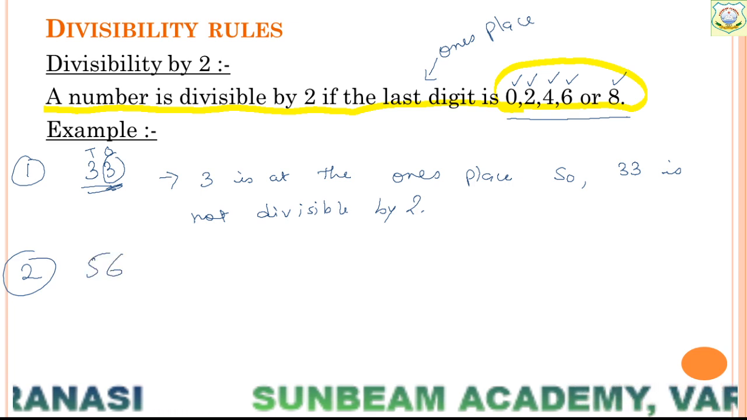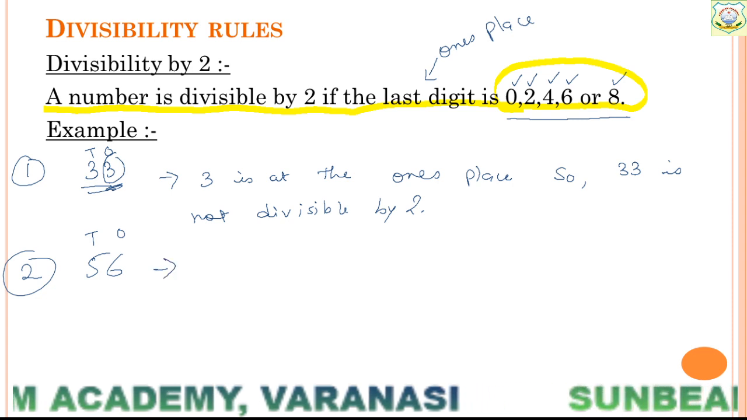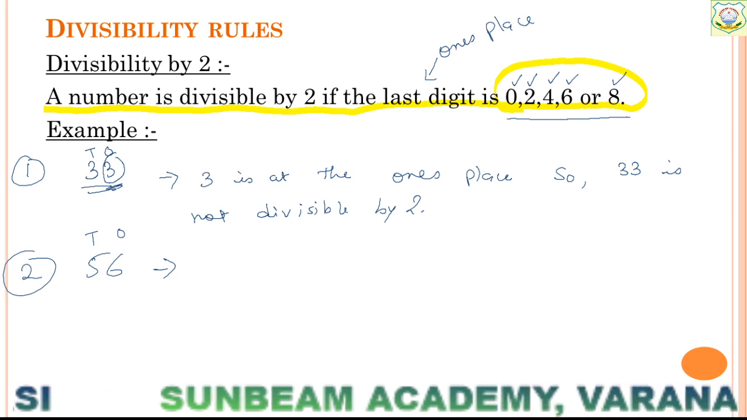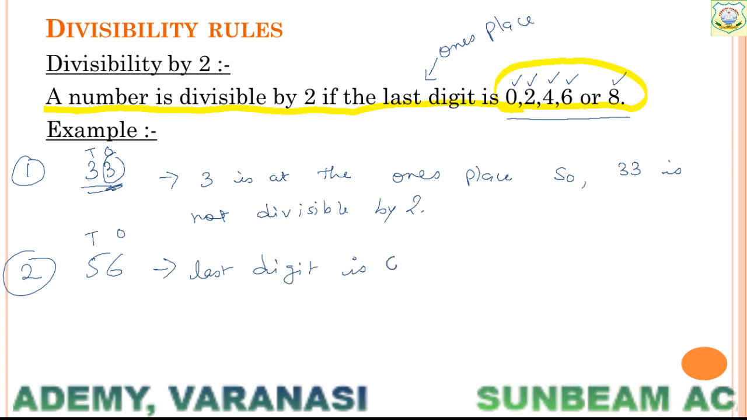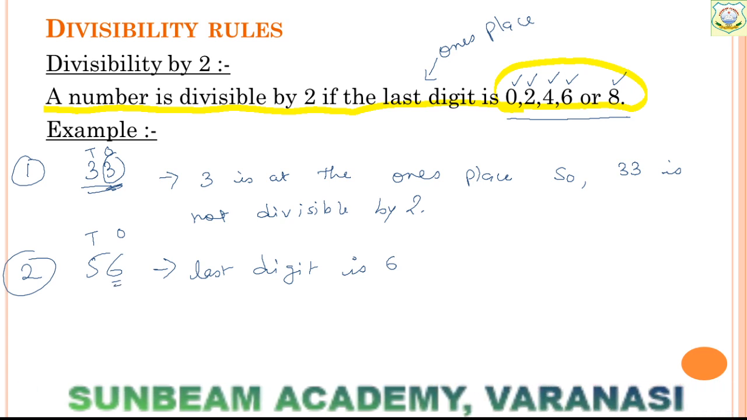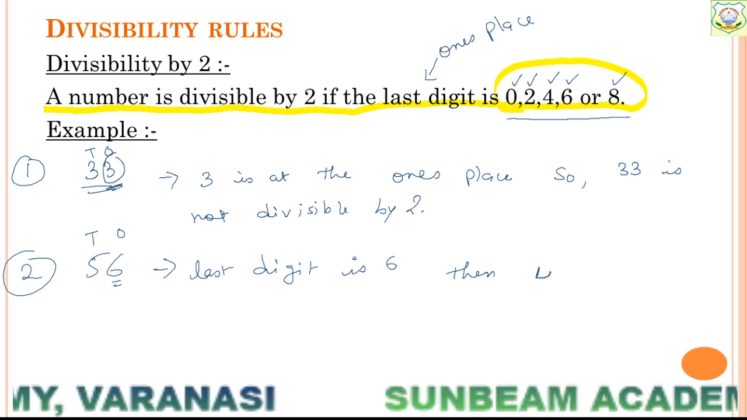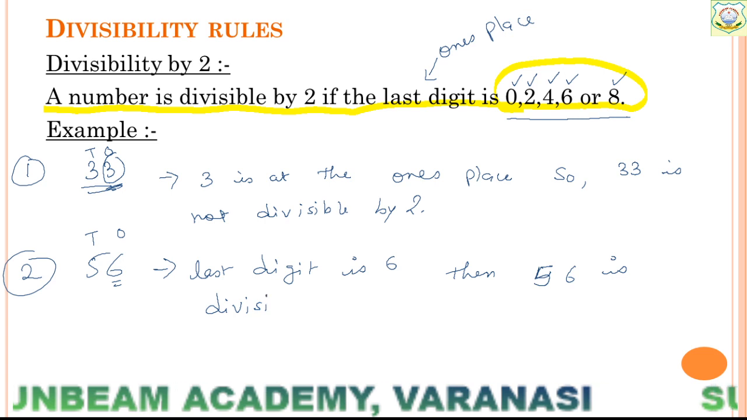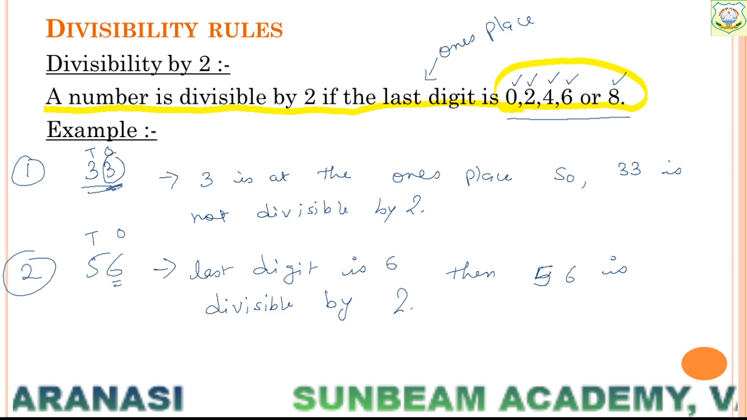For example, I am taking number 56. This is the ones place, this is the tens place. So now we can write in this way also, or else there is one more method, that the last digit is 6. The last digit is 6, so that means it is divisible or not? Yes, it is. So the last digit is 6, then 56 is divisible by 2. Got it? Now let's take one more example.